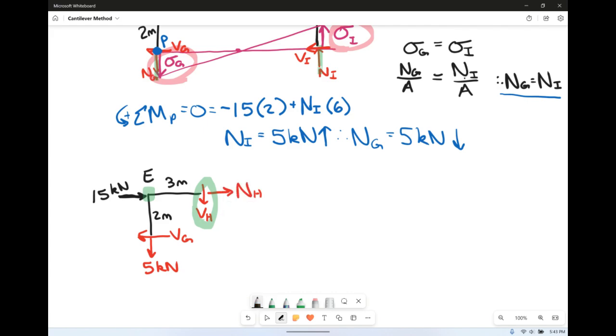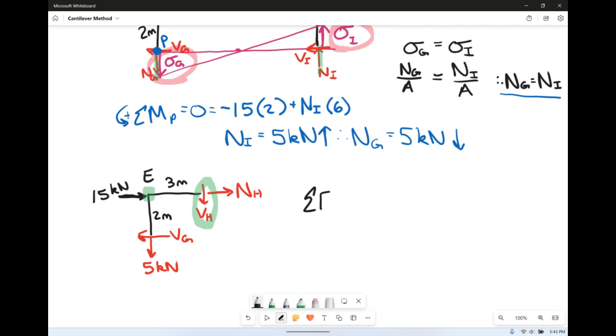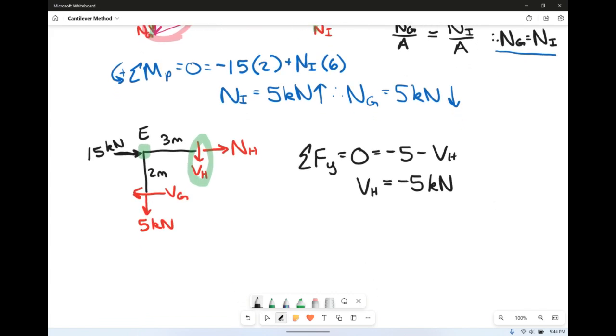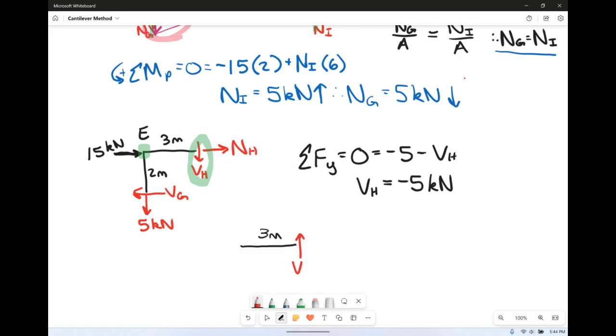So if I want to find the internal moment at E, I need to find the shear at H. Well, looking at my free body diagram, the best way to go about doing that is to simply sum the forces in the y direction. So if I sum the forces in the y direction, I've got 5 going down, I've got VH going down also, so shear at H is going to be equal to negative 5 kilonewtons, which means shear at H is actually going up. So my next step is to then have a free body diagram where we've got shear at H, it's actually going up. That's what we just found. We also have normal at H.